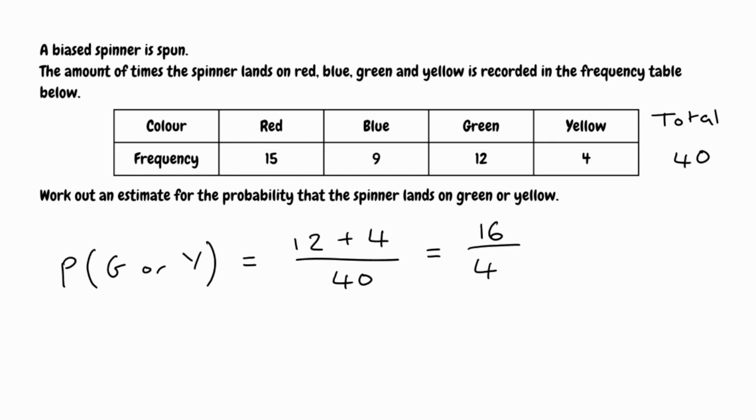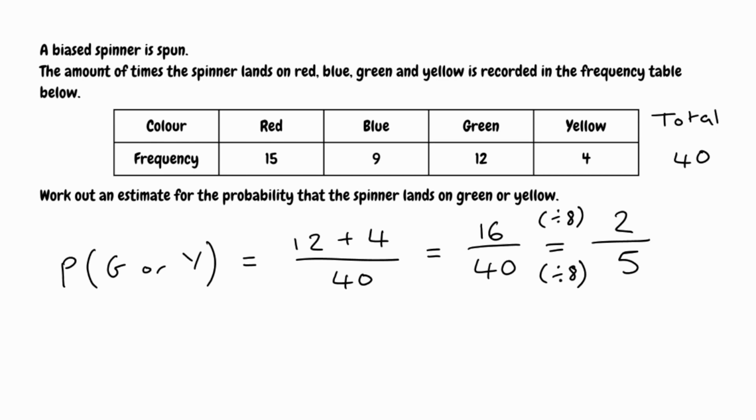So that gives us 16 over 40, which then we can simplify. We want to look for the highest common factor of 16 and 40, which is 8. That means I can divide the numerator by 8. So if I do 16 divided by 8, that's going to give me 2. But then I've also got to do the same to the bottom. So if I do 40 divided by 8, that's going to give me 5.